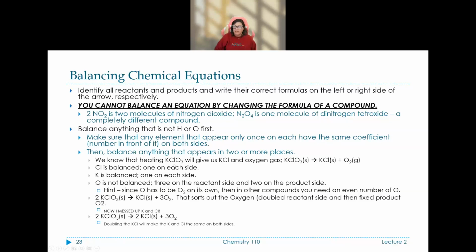So we know that heating KClO3 will give us KCl and oxygen gas. By this process, KClO3 solid goes to KCl solid plus O2 gas. Chlorine. It said balance anything that's not H or O first. Make sure that any element that appears only once has the same coefficient on both sides. So there's 1 and 1. Woohoo! 1 potassium, 1 potassium. Potassium and chlorine are both awesome.